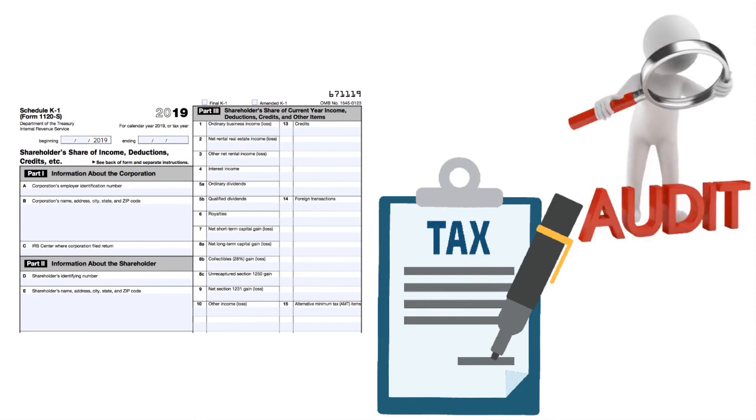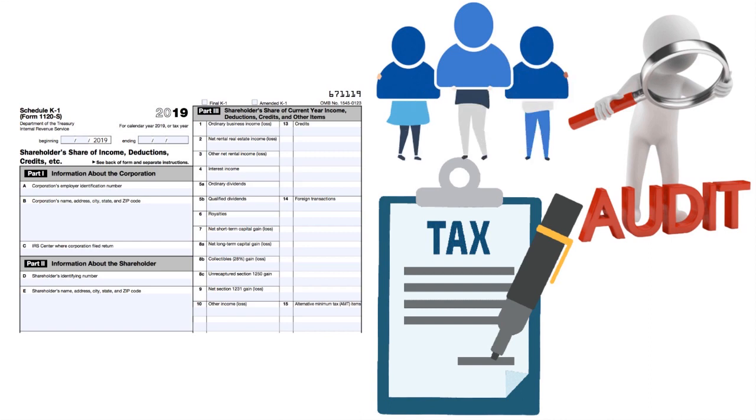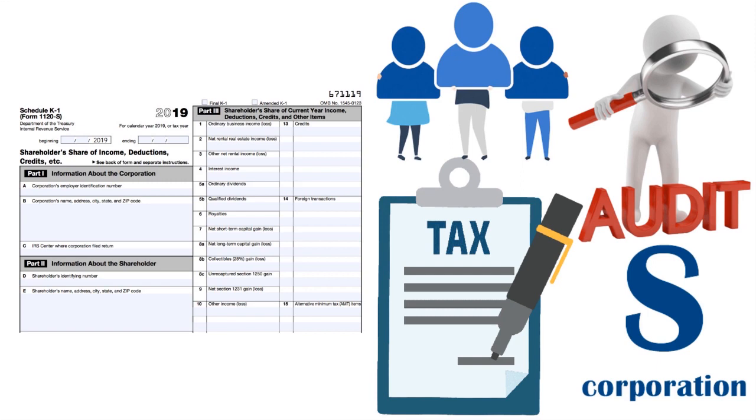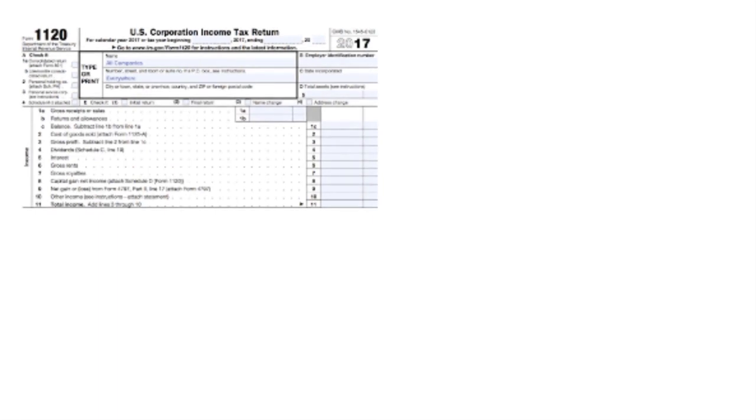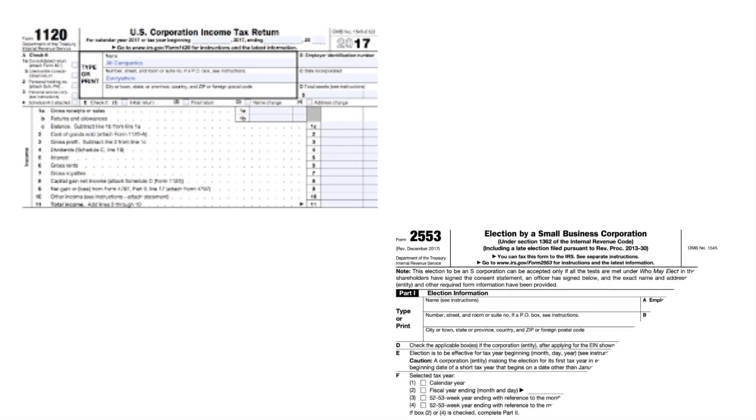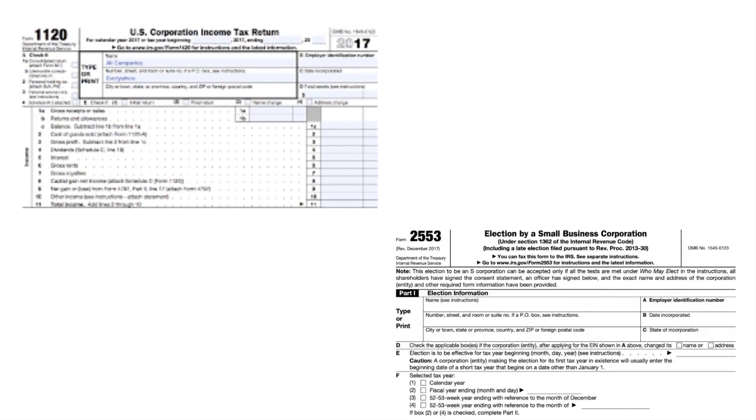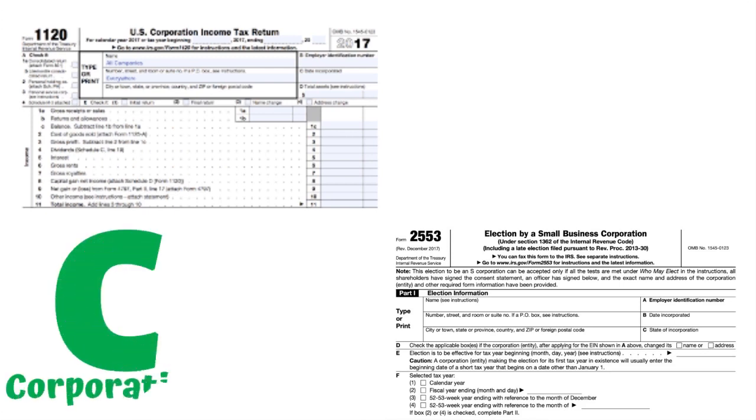IRS audit. If you are a multi-member LLC and you elect to file as an S corporation, then you need to file Form 1120S with the accompanying Schedule K1. If you elect to file as a C corporation, then you need to file Form 1120. The election has to happen through a form. We have Form 2553 if you want to elect as an S corporation, and for a C corporation there's another form that's different. I'm blanking on that right now, but it's not 2553, it's another form.